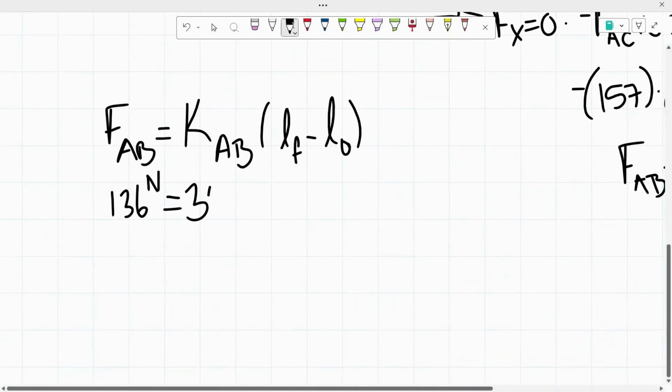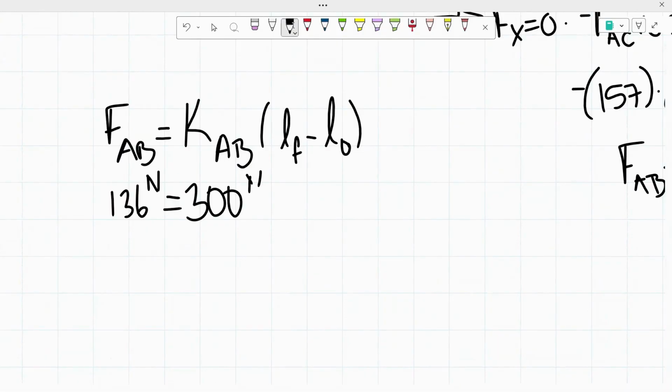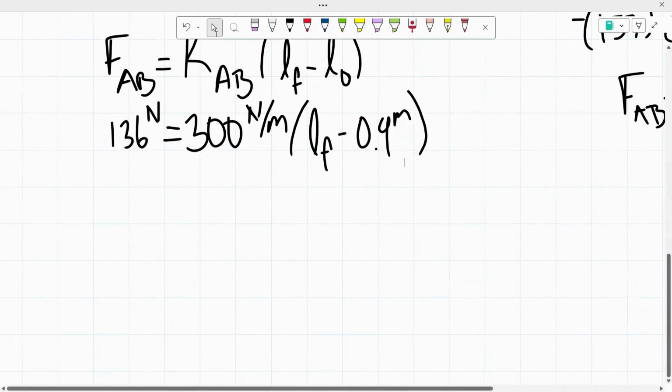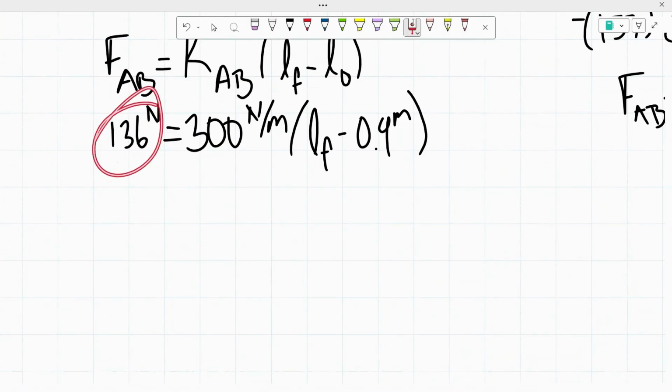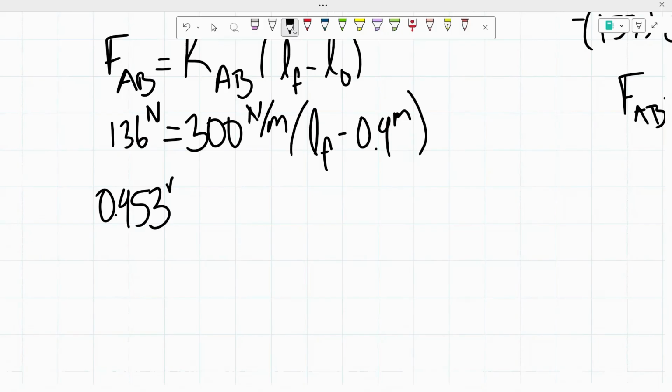So 300 newtons over meters, and length final minus, we were given length original, which was 0.4 meters. From there, what we're going to do is divide both sides by the 300 newtons over meters. So when dividing that, we get 0.453 meters is equal to length final minus 0.4 meters.